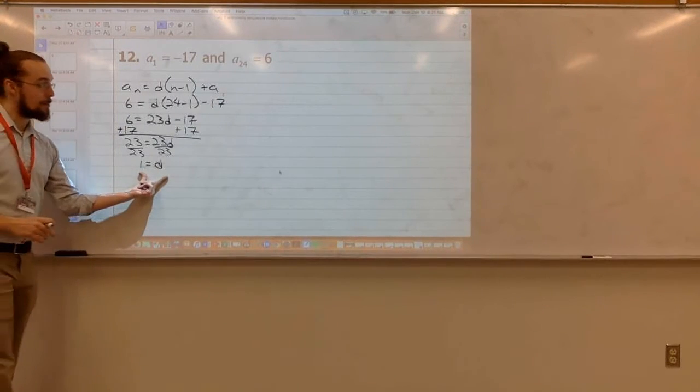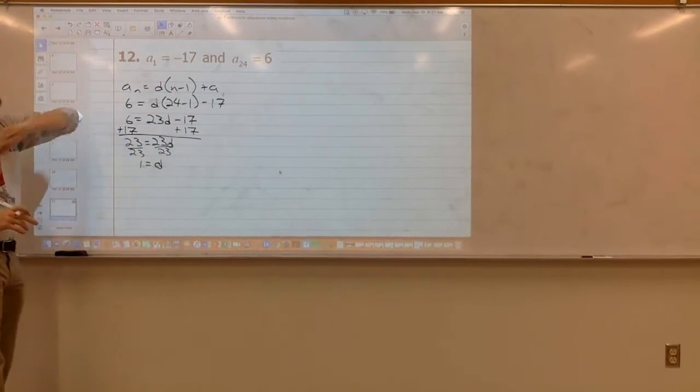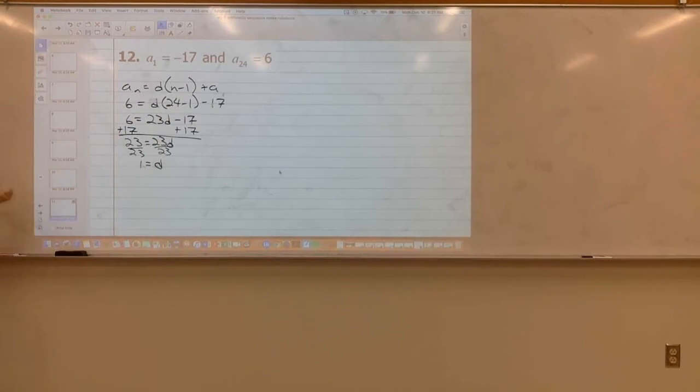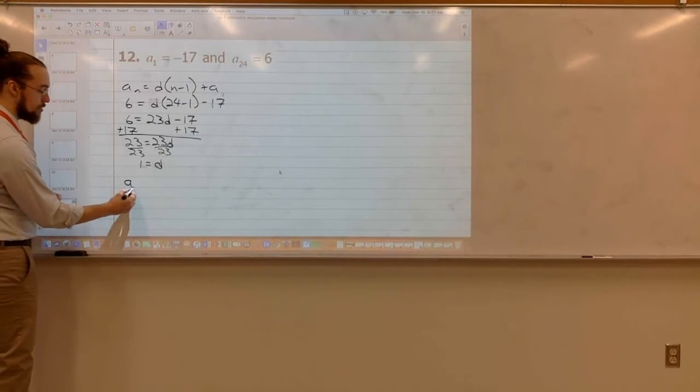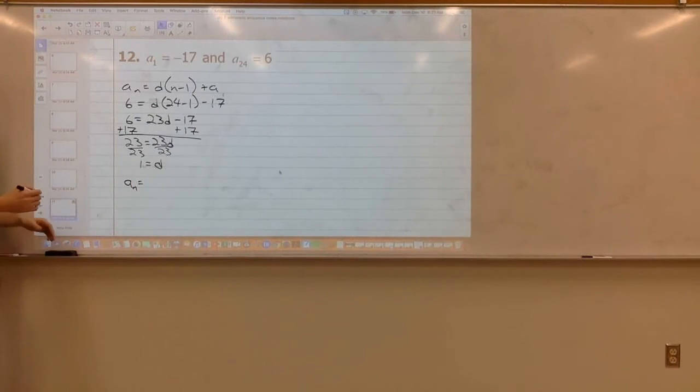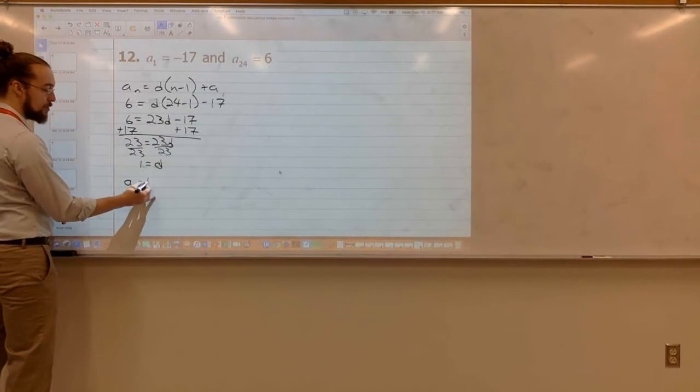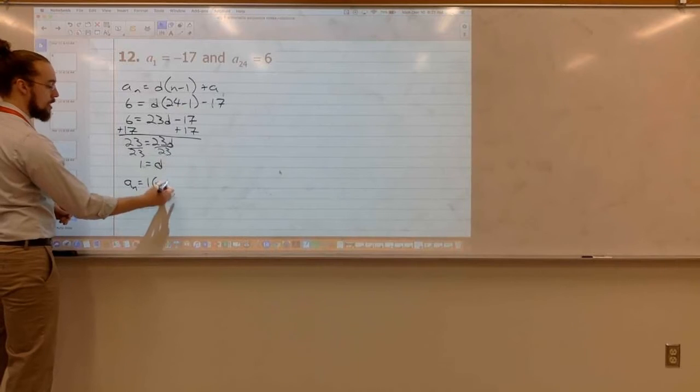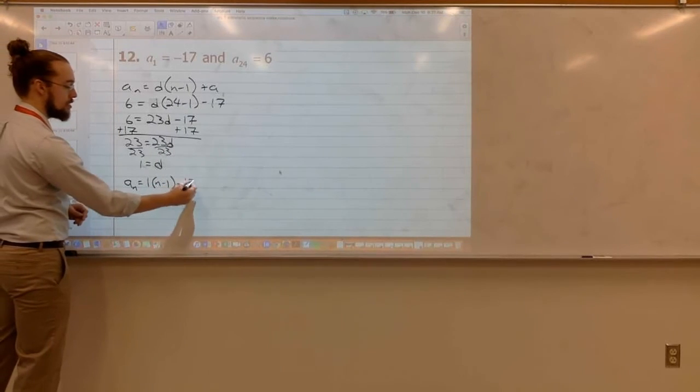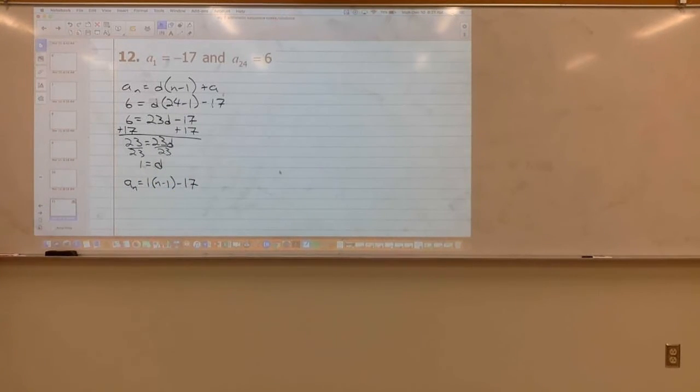Alright, so my common difference is 1. My first term is negative 17. So my rule, my final answer, would be a sub n equals my common difference of 1 times n minus 1 plus negative 17, or minus 17. Questions?